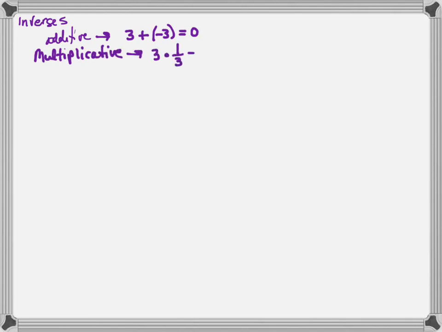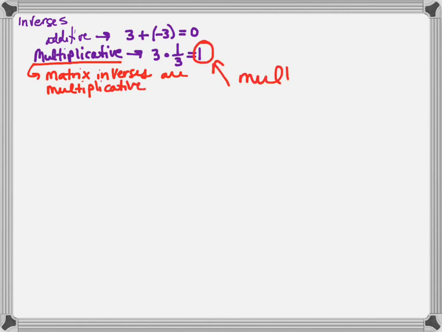All right, we're going to start by just talking about what an inverse is. We have two kinds of inverses. There's an additive inverse, like 3 plus negative 3 is 0. And then there's a multiplicative inverse in arithmetic, like 3 times 1/3 is 1. When we talk about matrices, we're always talking about multiplicative inverses.